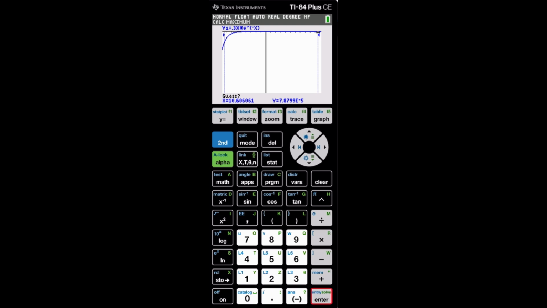The calculator is always going to ask you to guess. I mean, their guess is always as good as yours. So just press enter again. And now it says maximum. So the maximum here is going to be when x is equal to 1.000006. So that means when x is approximately equal to 1.